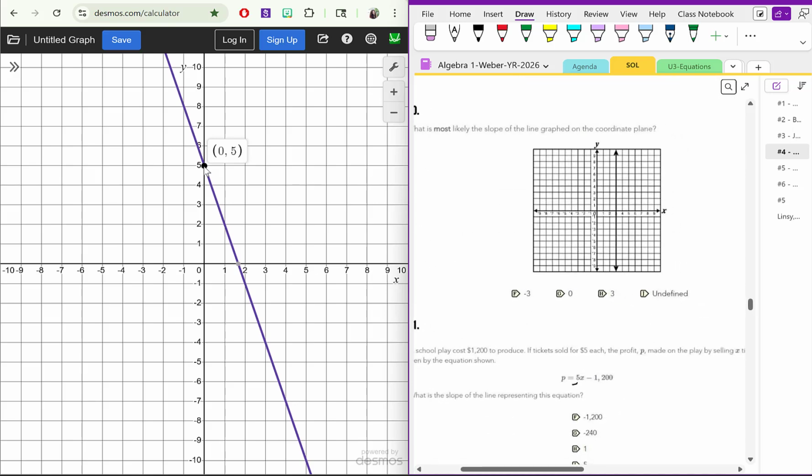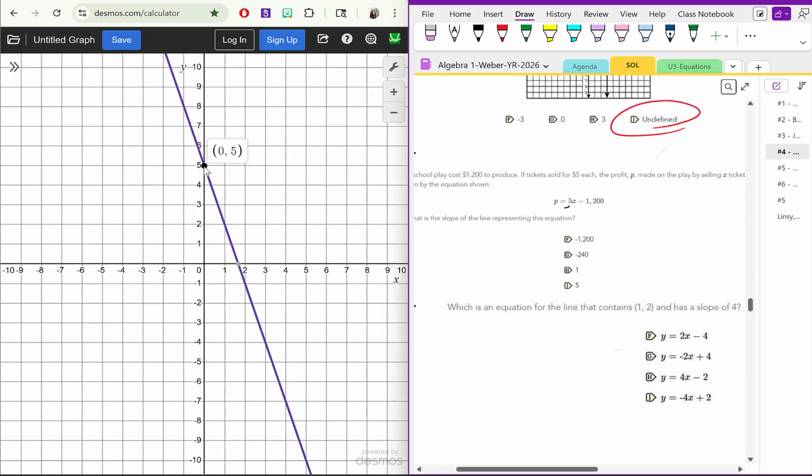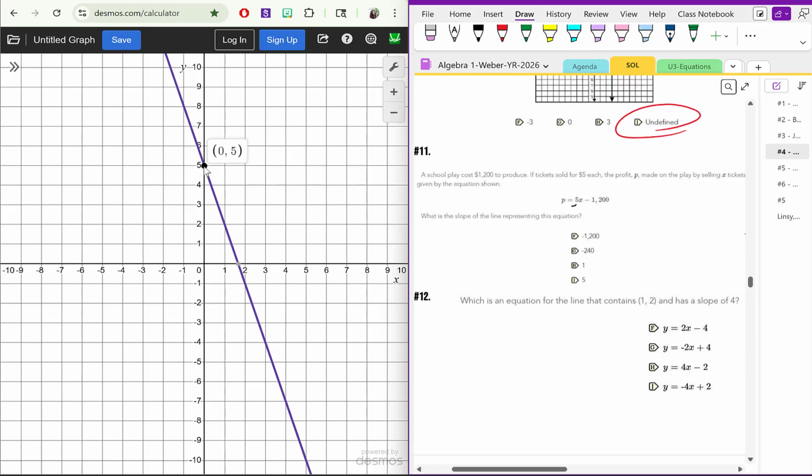Okay, number 10. What is most likely the slope of the line graphed on the coordinate plane? Keyword is slope. You should know this one because this is where we use our arms. So when our arm is up and down, we know that slope is undefined. Alright, next question.